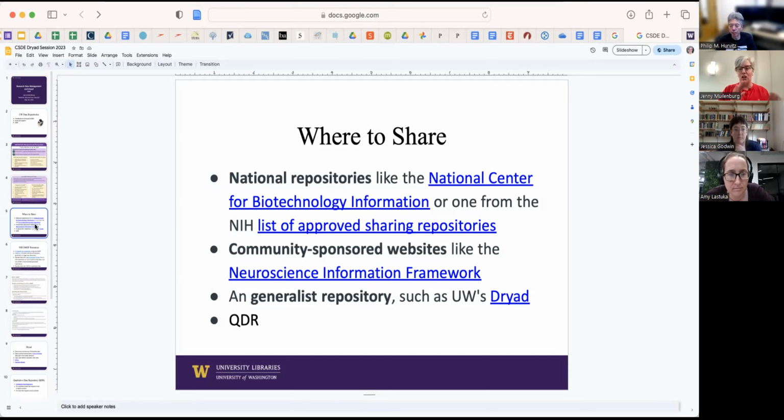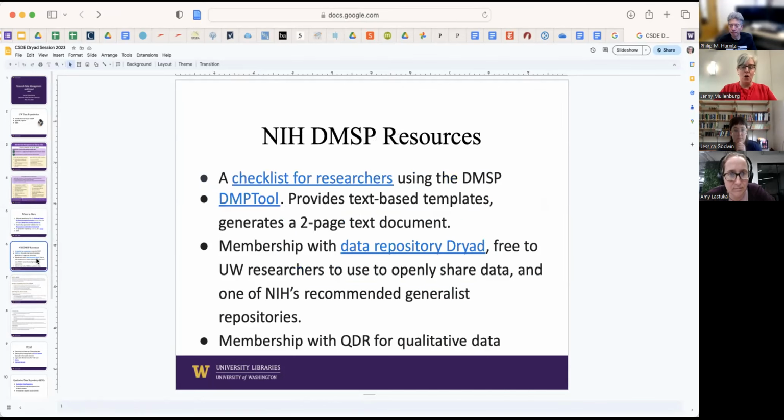I'm going to talk about Dryad first, and then a little bit about QDR, because they're very similar in some ways. There are a couple of things that I will provide here as links. I'm not going to walk through the links because that gets pretty tedious, but we do have a checklist for researchers. I think Phil's slides covered a lot of that.